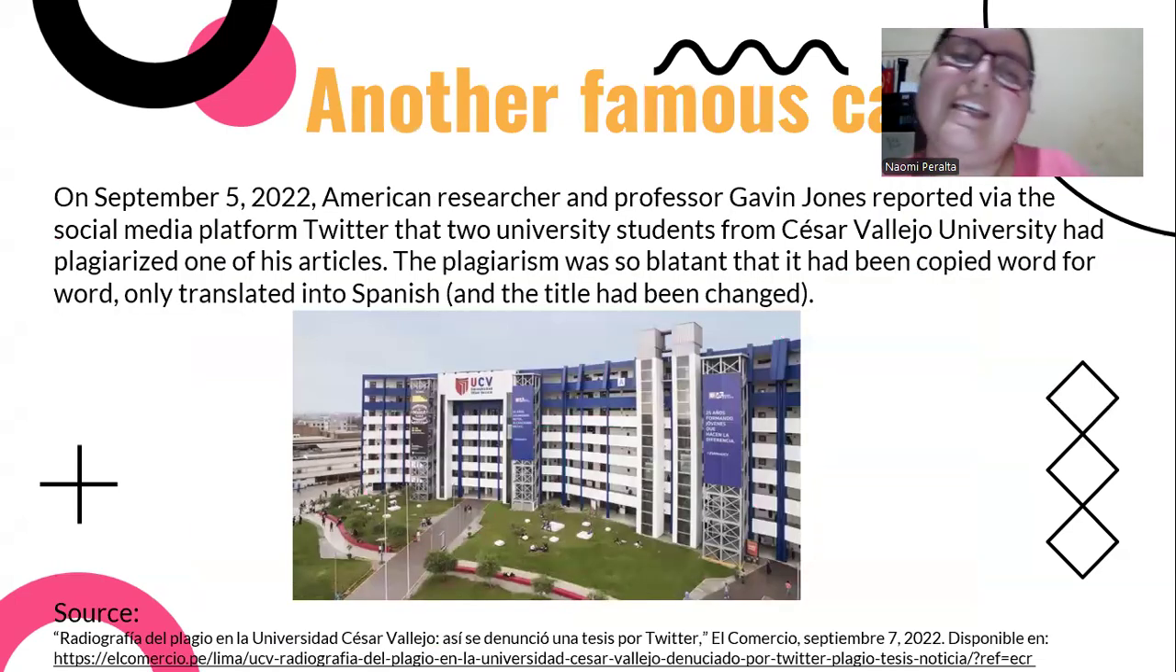I have a famous case here in which Professor Gavin Jones reported via Twitter that two university students from Cesar Vallejo University plagiarized, cloned his entire article. It was entirely copied, but only translated into Spanish. That was the only difference. Gavin's was in English, and the students' was in Spanish. It was very serious, and there were a lot of investigations.